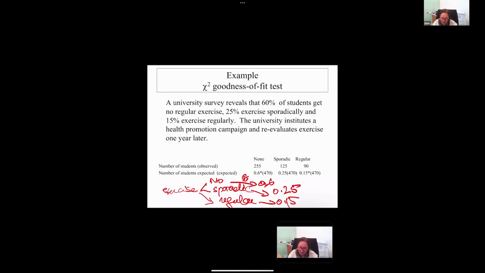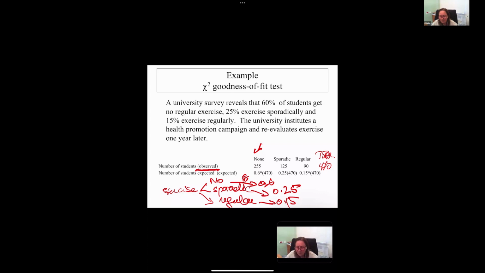Now, what the university did is a health promotion campaign, and they wanted to reevaluate, to see whether at this point in time, after their campaign, the distribution fits the earlier distribution, which is 60, 25, and 15. So they did a study of 470 students in total. They asked them, do you exercise, and if yes, sporadically or regularly. So these are observed. 255 said they don't exercise. 125 out of the 470 said that they exercise sporadically, and 90 out of the 470 said that they exercise regularly. So this is what they observed.